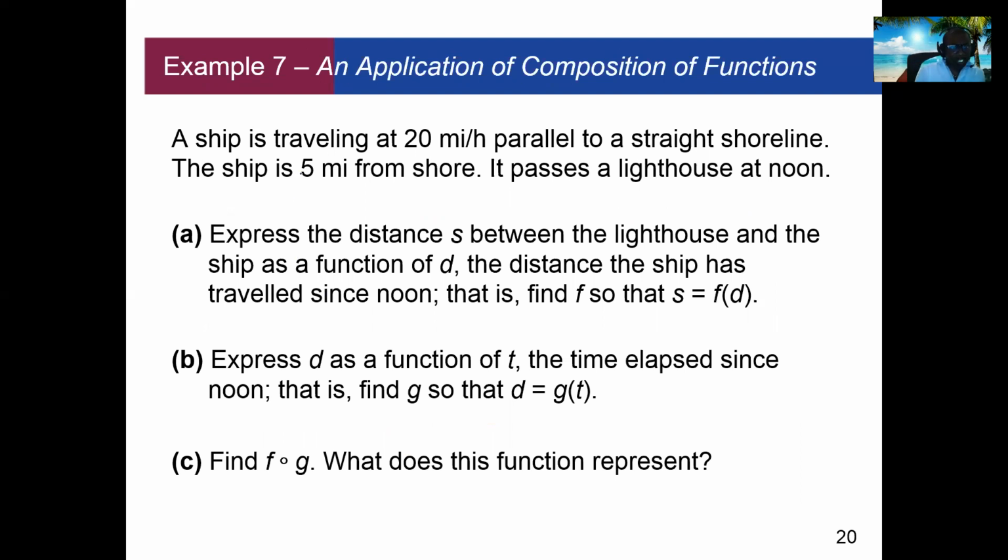A ship is traveling at 20 miles per hour, parallel to a straight seashore line, or shoreline. The ship is 5 miles from the shore. It passes a lighthouse at noon. Express the distance s between the lighthouse and the ship as a function of d, the distance the ship has traveled since noon.